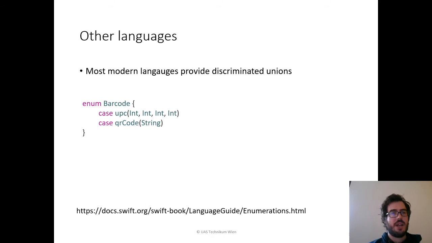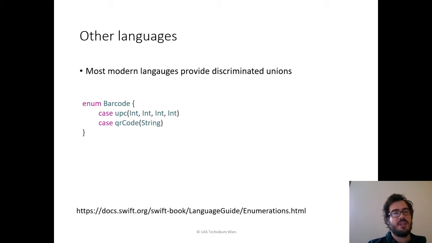How does it look in other languages? For example, here in Swift, we have discriminated unions. Here we shall note the first case, a barcode. The first case is QR code of string. So this variant contains a string, very similar to what we had in option, where we had a general A contained in the case.